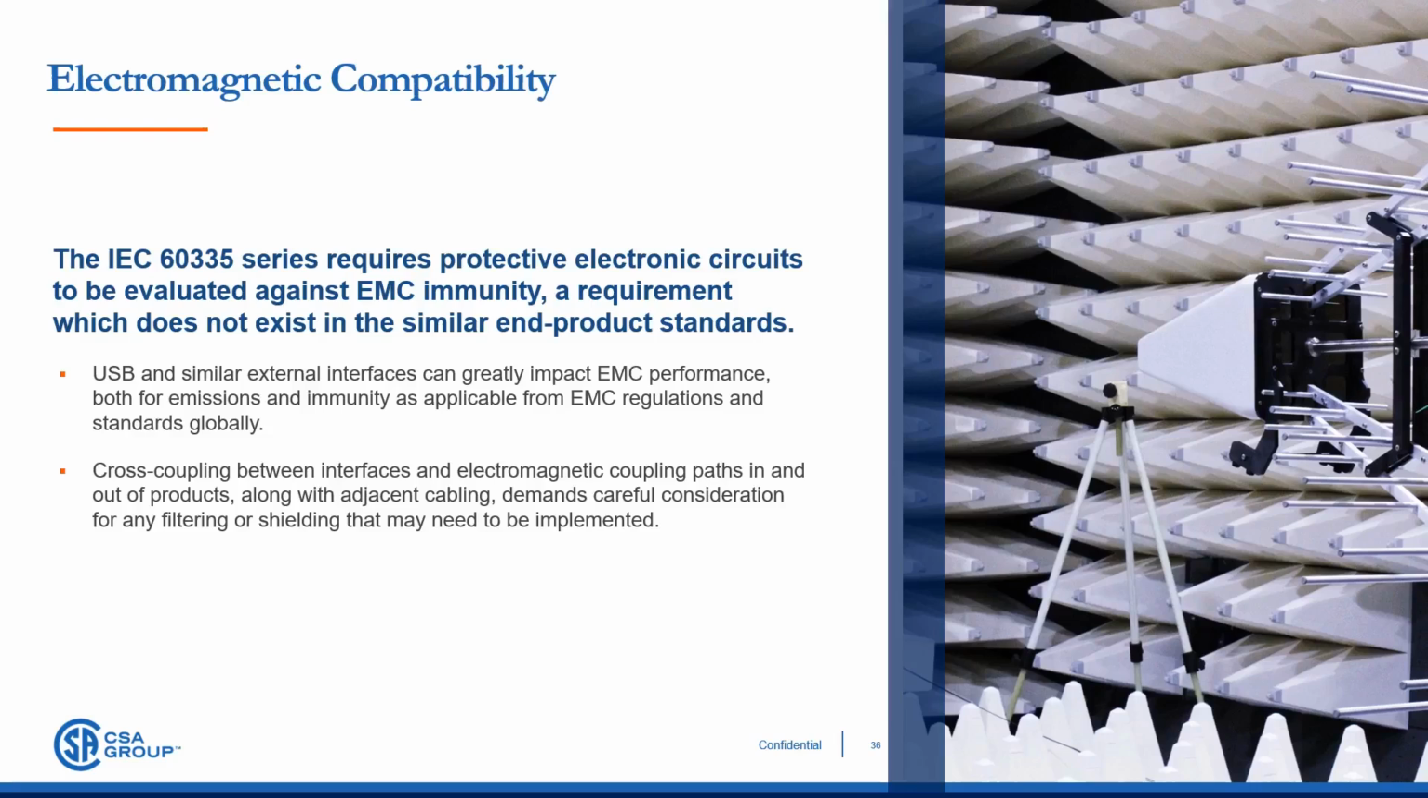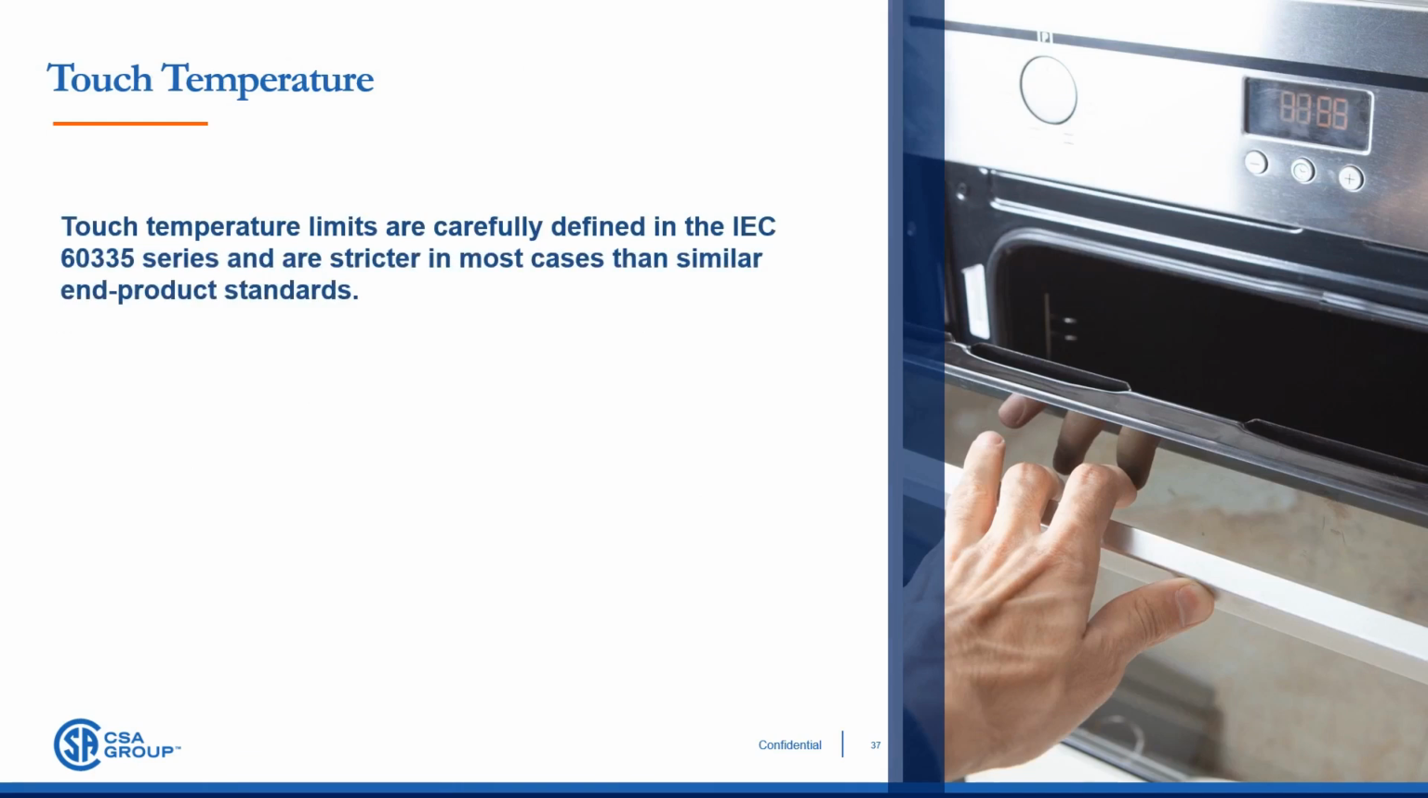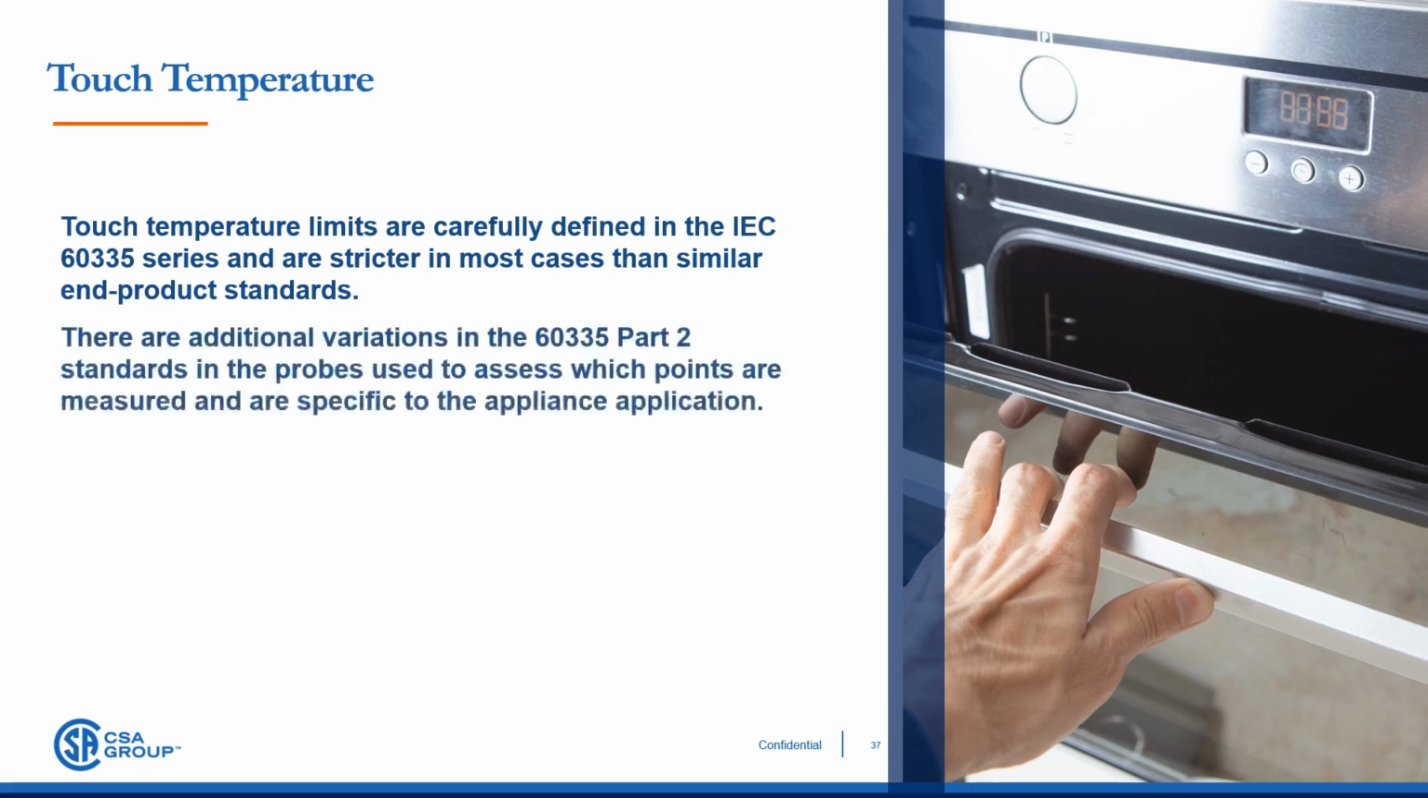Touch temperature limits are carefully defined in the IEC 60335 series and are stricter in most cases than similar end product standards. Additionally, there are variations in the probes used to assess which points are measured. These differences have evolved over years of addressing the dynamic settings within and around users' homes, workplaces, and public spaces. It is necessary for the appliance standards to cover the diversity of user demographics exposed to the associated risks of appliance usage, from infants to the elderly, and with varying levels of capability, training, and experience.